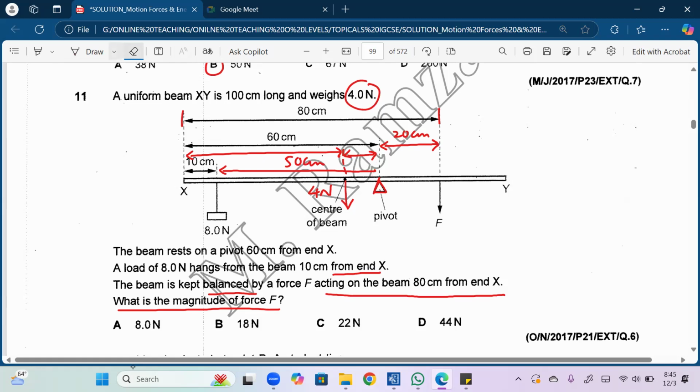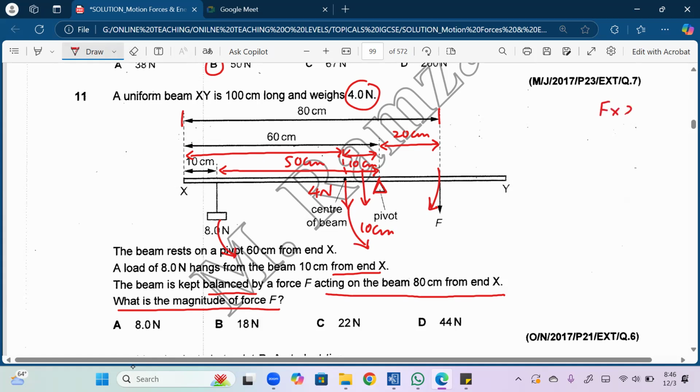So this is equal to 10 centimeters. I label it as 10 centimeters. Now, this is the clockwise movement. This is anti-clockwise movement. The force is anti-clockwise, like 4 Newton is anti-clockwise movement.